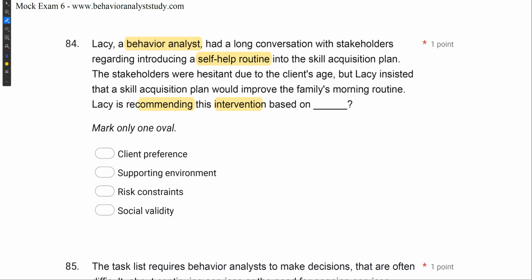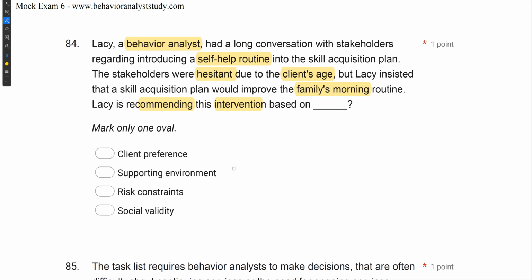Stakeholders not on board, right? They're hesitant because of the client's age. Lacey said, this plan is going to improve your family's morning. What is she basing her recommendation on? A, client preference. Do they talk at all about client preference here? They don't, which is why it's so important that you understand the entire question. If you jump to the answer choices, you would have read client preference and then you would have gone back to the question and reread it. This way, we already understand, because we know the question, they don't have client preference in there.